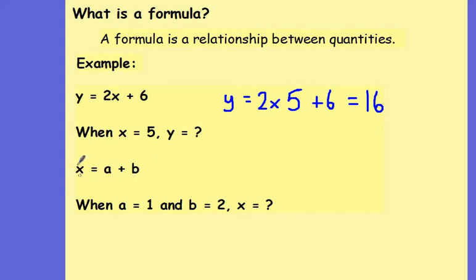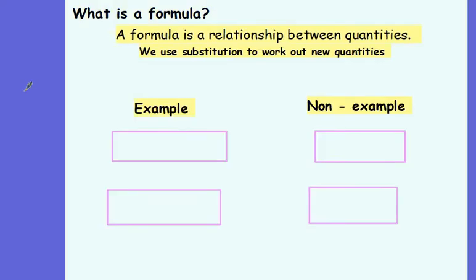For the second one, I've been told that x is related to a and b by adding a and b together. So wherever I see an a, wherever I see a b, I need to substitute in a 1 and a 2. So in this case, x is equal to 1 plus 2, which is 3. So Owen told us that a formula is a relationship between quantities, and we use substitution to work out those new quantities. I'm going to show you some examples.